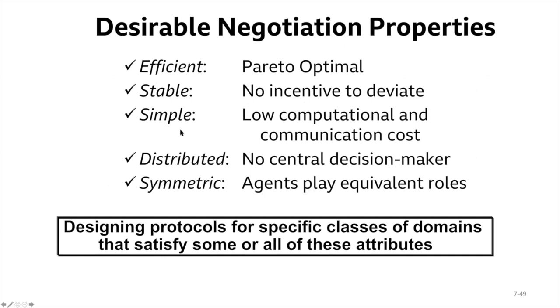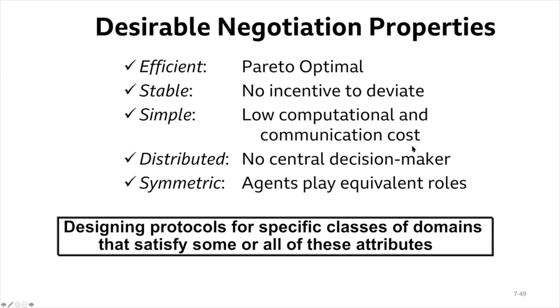Simplicity here means simplicity in a computational sense: low computational and communication cost. As much as possible, we want the agents to be able to compute how to negotiate without having to solve NP-hard optimization problems or something similar. And similarly, we don't want a high communication cost. We don't want negotiation to go on for exponentially many rounds. We want it to terminate after a small number of negotiation rounds.